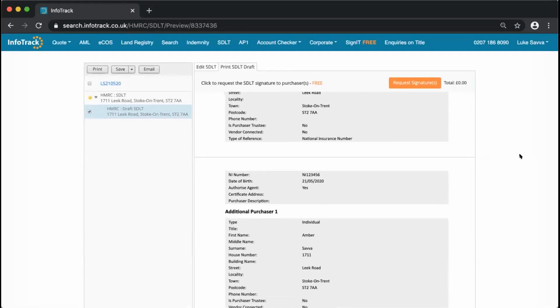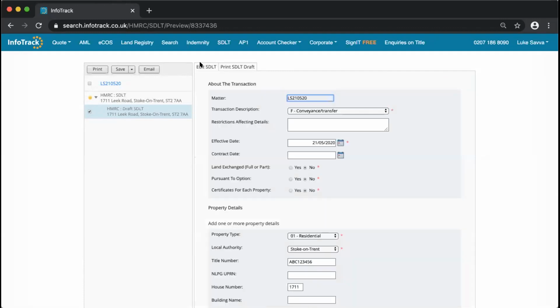Once this is submitted, the SDLT file will be returned immediately on your screen within a few seconds, and also by email and saved in your InfoTrack matter. I hope that has covered that for you.